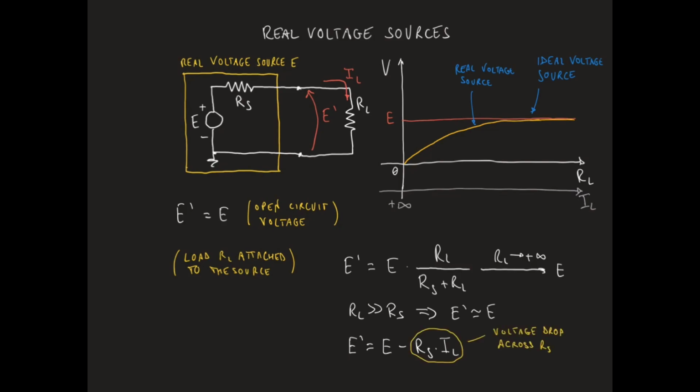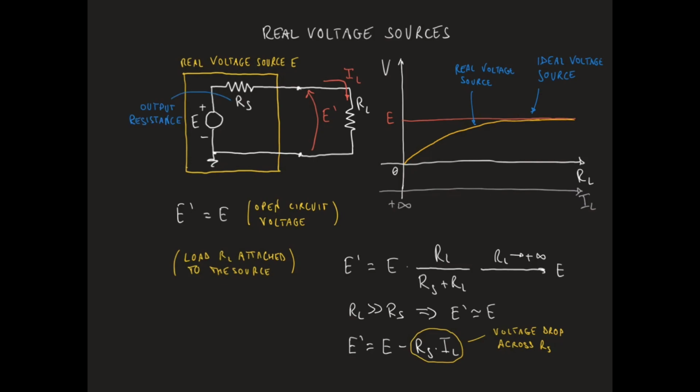This result shows that the voltage across the resistive load RL, which is the voltage provided by the real voltage source, depends on the current provided by the voltage source to the load and decreases as the current increases. So the model proposed for the real voltage source is actually capable of reproducing the behavior described by the yellow curve in the plot. The resistor Rs in the real voltage source is also called the output resistance of the voltage source.